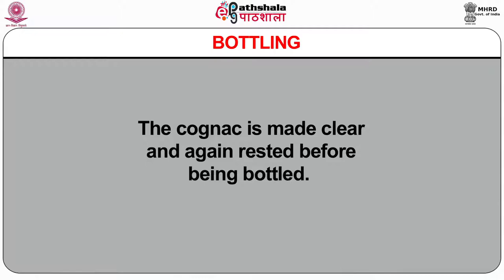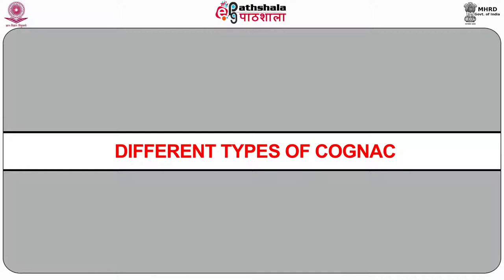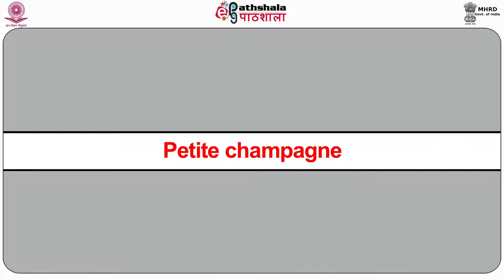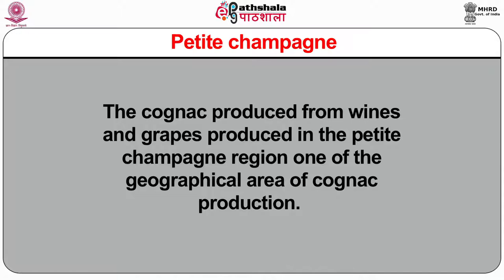Dear students, now let's discuss the different types of cognac. The first one is Grand Champagne, or we can also call it Grand Fine Champagne. This is the cognac made in the most traditional way, in accordance with the cognac appellation in the Grand Champagne region. Now next is Petite Champagne. Petite Champagne is a cognac which is produced from vines and grapes grown in the Petite Champagne region, one of the geographical areas of cognac production.